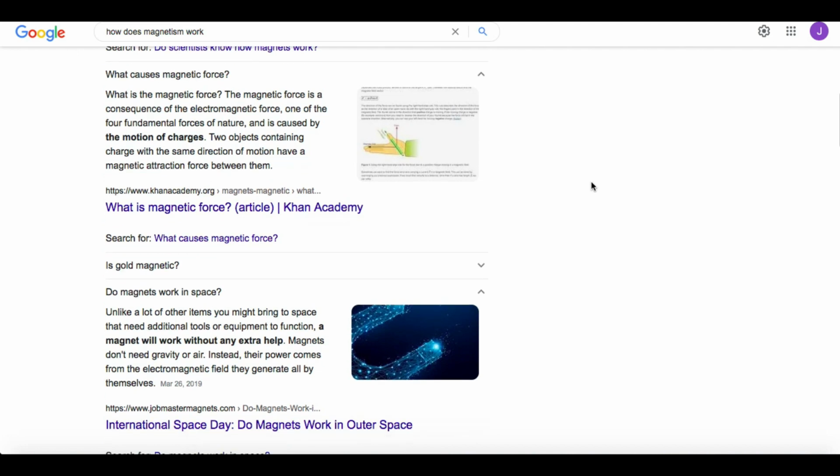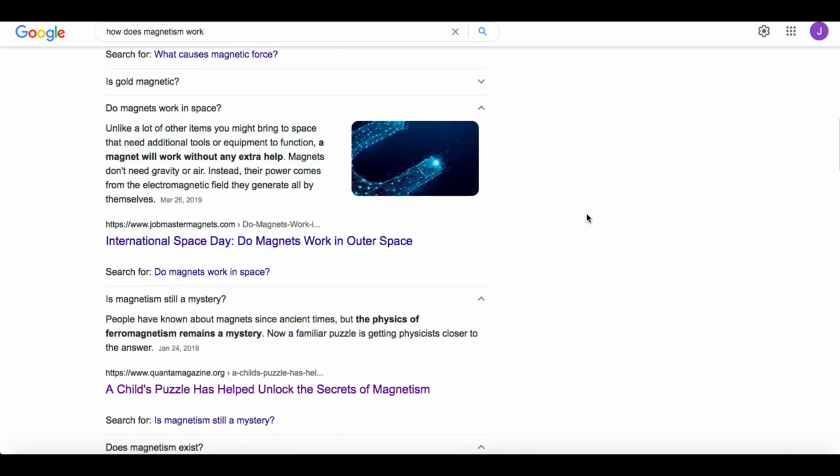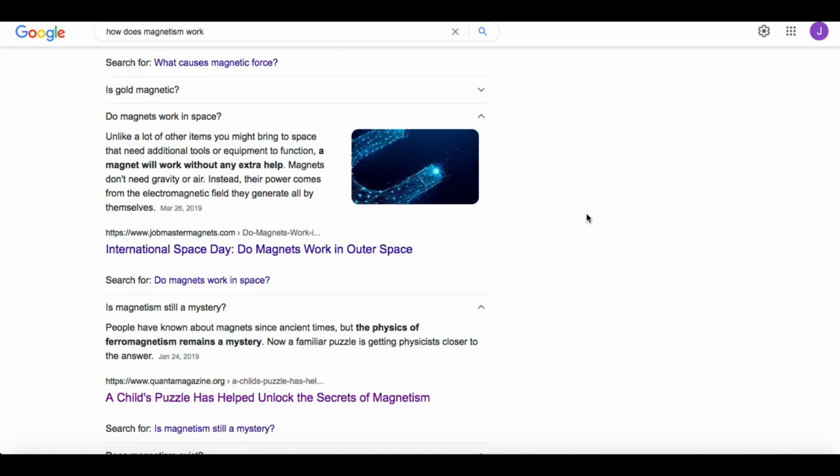So what causes the magnetic force? It's a consequence of the electromagnetic force, one of the fundamental forces of nature, and it goes by the motion of charges, whatever that means. If you don't understand something immediately, boom, that's a red flag. It's hard to understand, it's a red flag. If you can't explain it intelligibly to a 5-year-old, that's a red flag. Two objects containing charge with the same direction of motion, blah, blah. What? Again, I'm just gonna drop that. I mean, I could make the effort here, and I can do the math all day long with you guys, but that doesn't mean that it's understanding. You see what I'm saying?